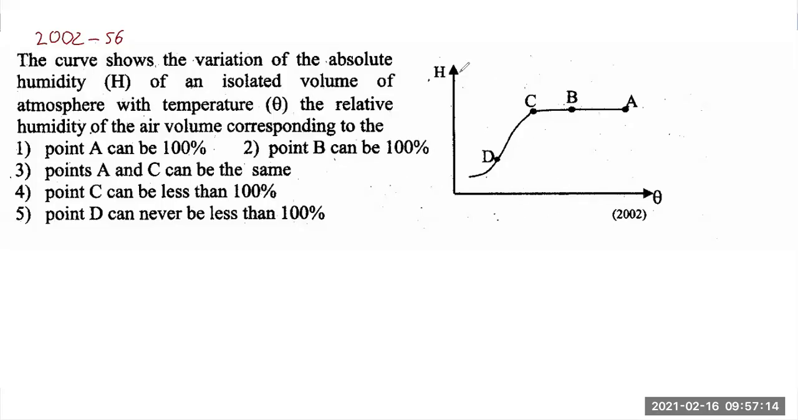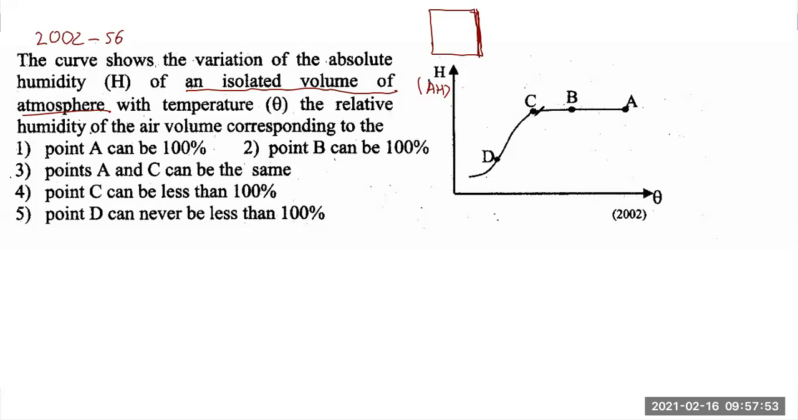The next graph under humidity is from 2056. Let's check it out. The curve shows the variation of absolute humidity of an isolated volume of atmosphere. So all you have to think is an air sample trapped inside a chamber or a room or a box, something like that, right? With temperature theta, the relative humidity of air volume corresponding to each point. Now they have given the absolute humidity graph, H is absolute humidity, and then they are asking about that.